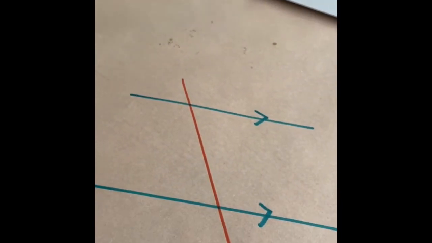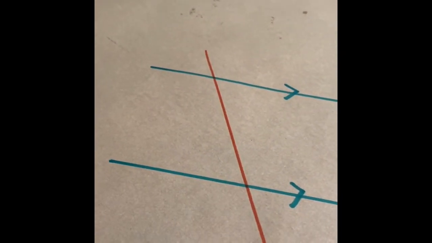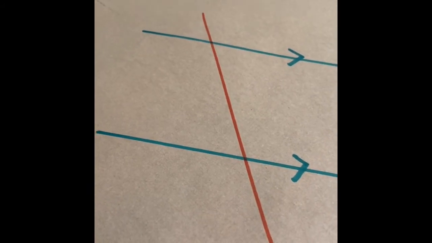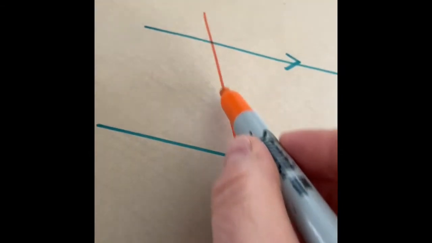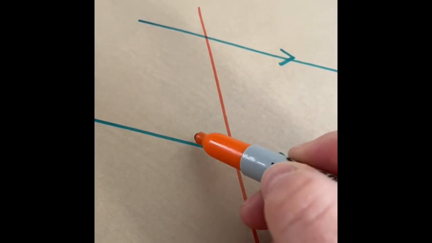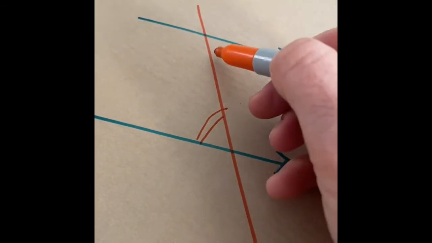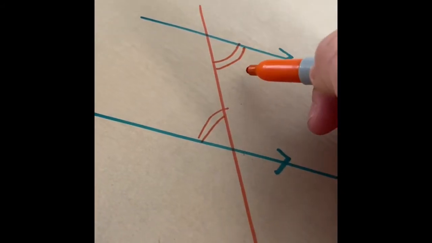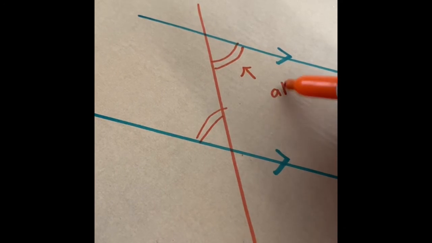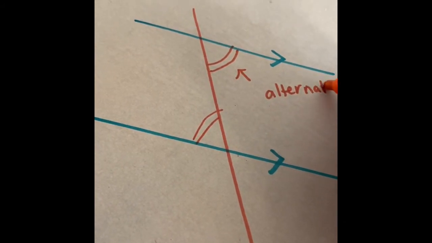Sometimes you need to use all the rules in one question. So let's go back to our rules about parallel lines and transversals. We know that we can draw the Z pattern, and that means that this angle right here would be the same as this angle right here. We call it the Z pattern, but officially it's called the alternate angle rule.